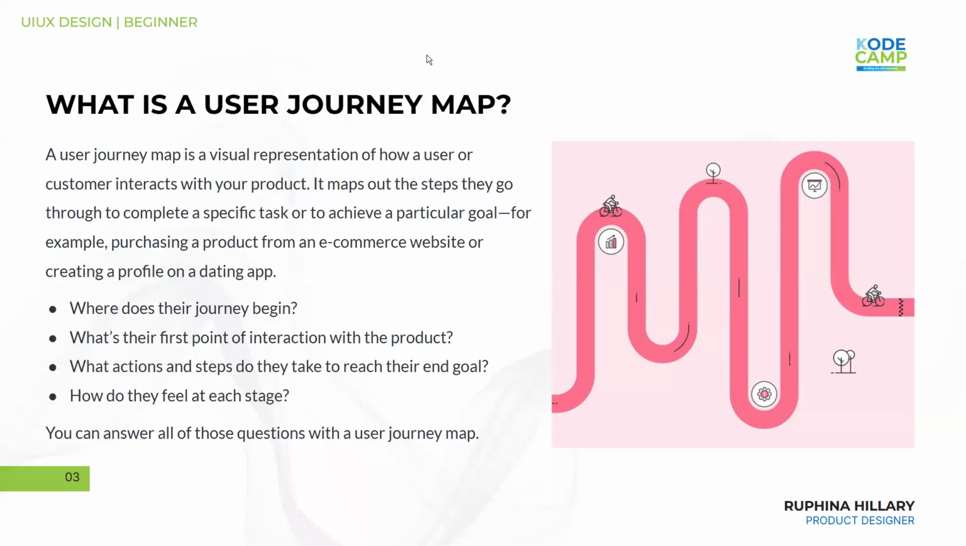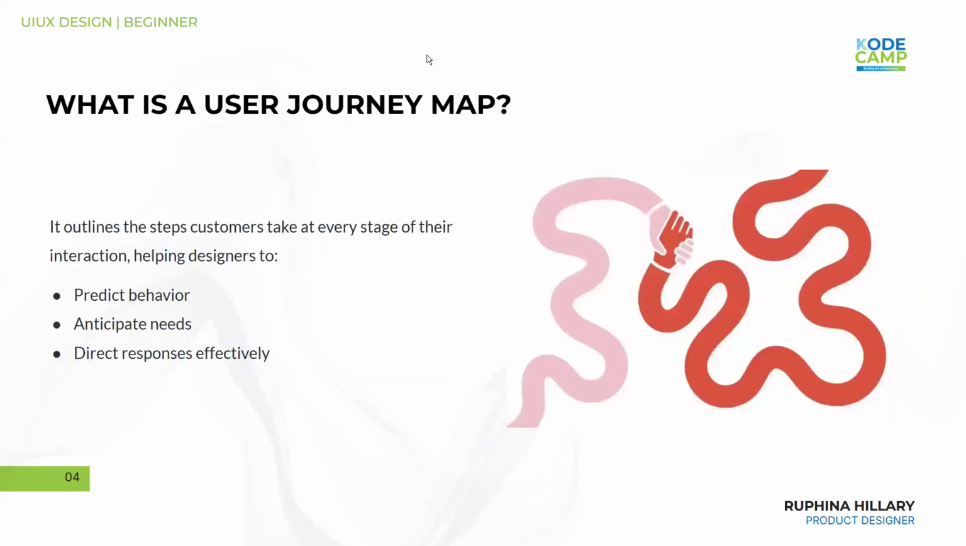So this is just the visual representation of how a user or a customer interacts with your product. You start small. The very first time they see your product, how they use your product, at the end, even their loyalty, like how convinced are they by your product that they can refer someone to use your product, or refer your product to someone rather. So these are all the questions you answer by creating a user journey map.